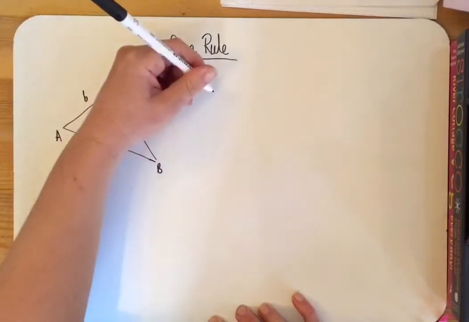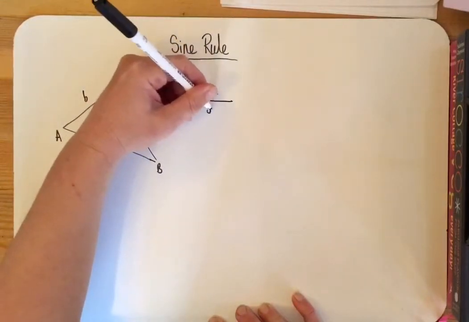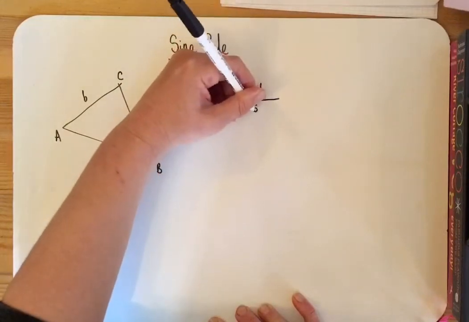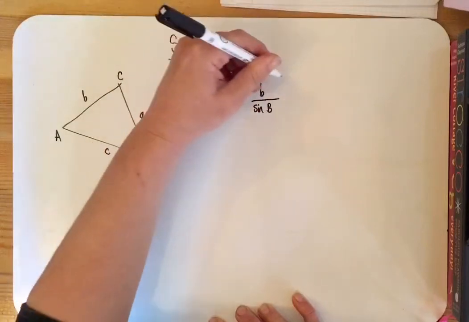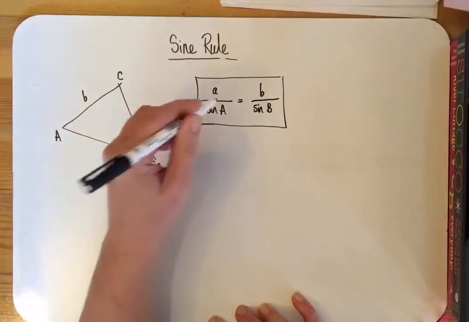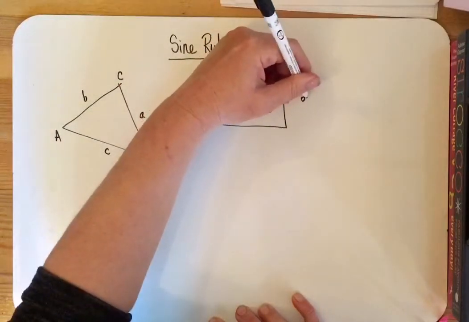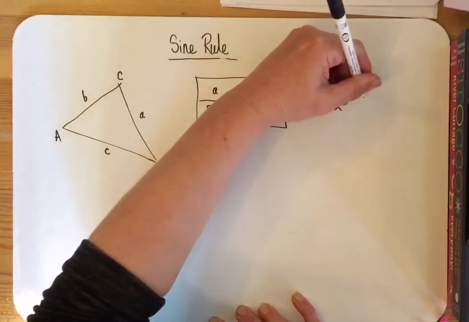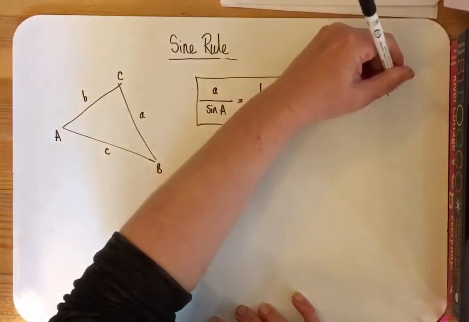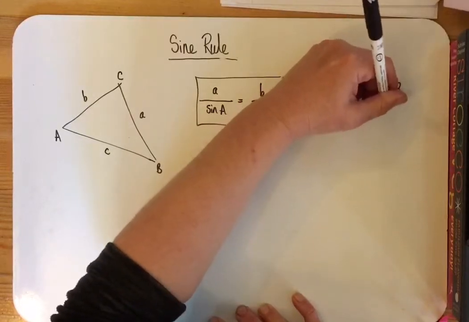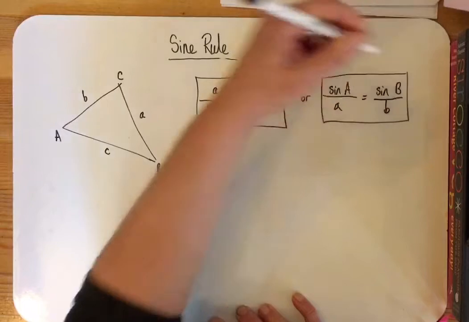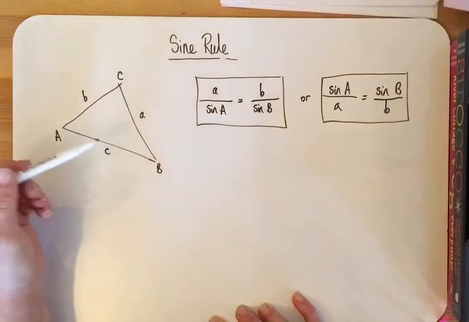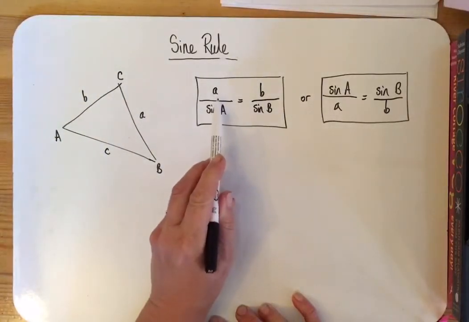And then the sine rule is that a over sine A equals b over sine B. This is the same, if you think about cross multiplying, as saying that sine A over a is equal to sine B over b. You could extend that to c over sine C, but there's really no need to. The important thing about the sine rule is you're dealing with opposites: side opposite angle.